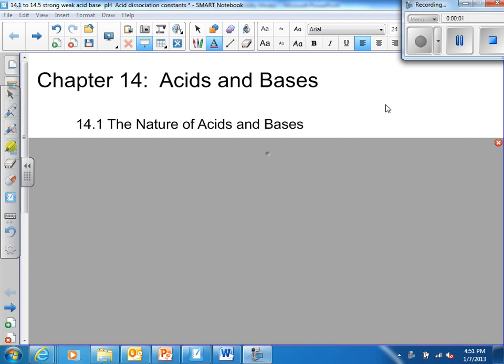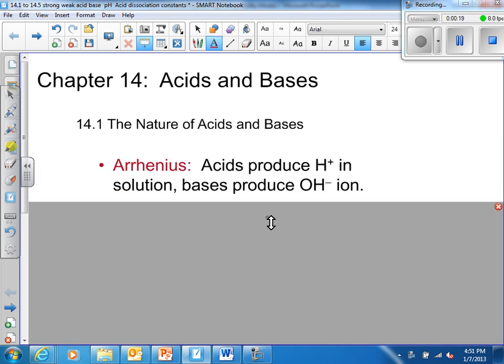We are back, and we're starting chapter 14, acids and bases, and we're going to be discussing both acids and bases and equilibrium conditions for acids and bases. So we're continuing on. Chapter 13 was equilibrium. We're still doing equilibrium. We're just doing some more types of equilibrium. So first we need to go over some definitions of acids.